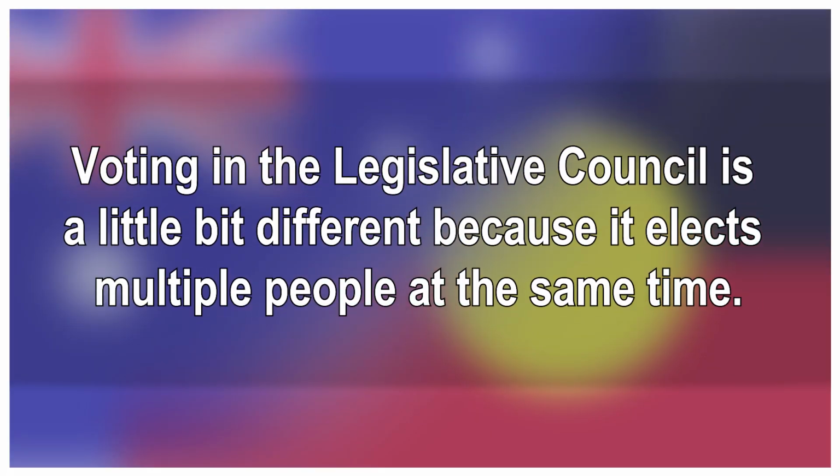Voting in the Legislative Council is a little bit different because it elects multiple people at the same time. The Legislative Council is commonly known as the Chamber of Review because while it can introduce bills and legislation, its main job is to review the decisions of the Legislative Assembly. The government almost never has a majority in this chamber, so who represents you in here is still very important. Also, because the way of electing members works in this chamber, you're more likely to see a mixture of minor parties and independents. There are 42 seats in total.